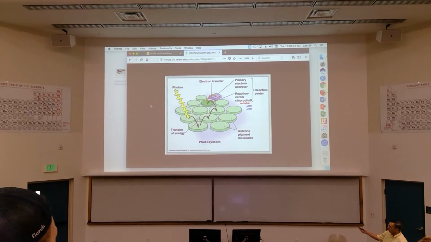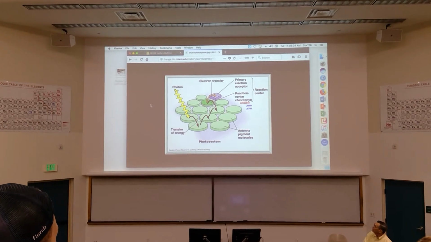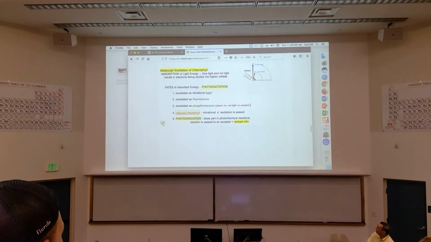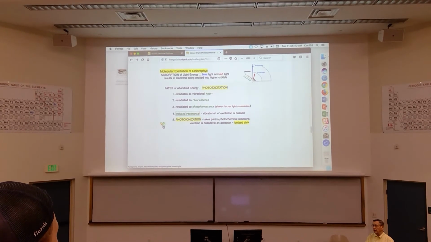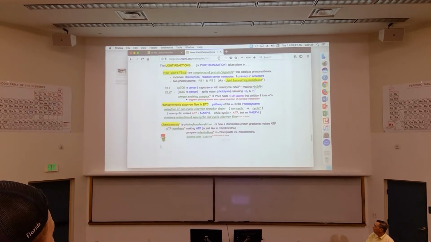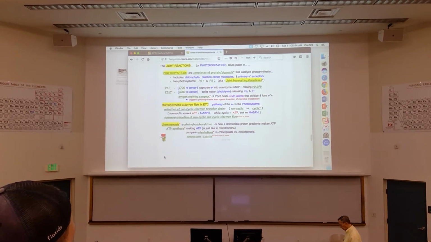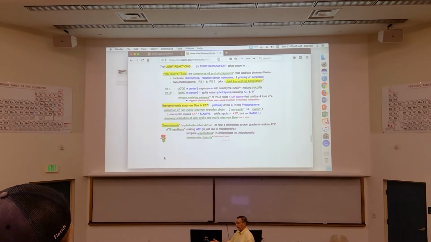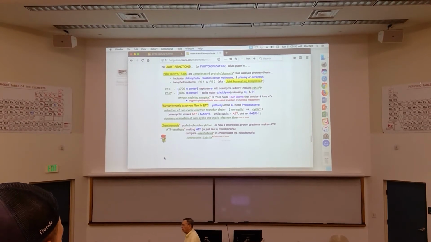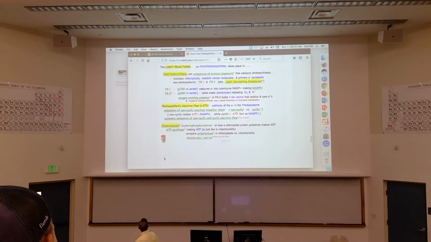It is the reaction center molecules that are capable of the process of photoionization. That is, where an electron literally leaves the chlorophyll molecule and it can be accepted by an electron acceptor, similar to the ones that we saw in the electron transfer chain.